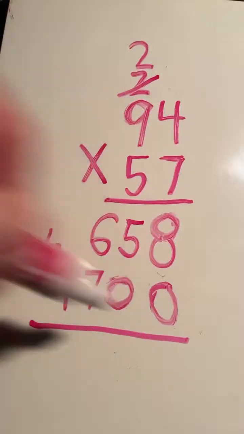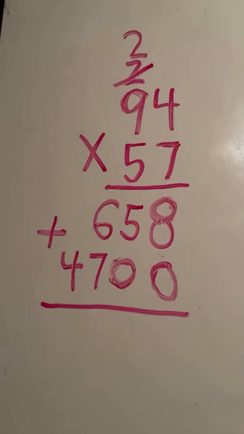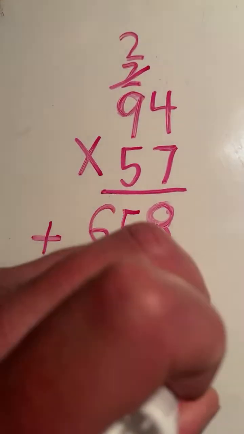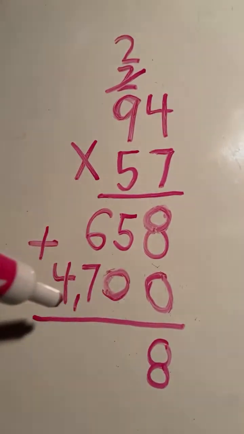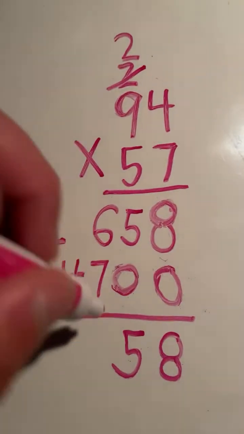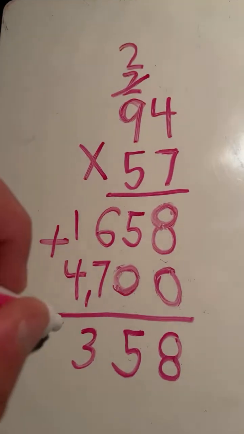Now to get our final answer, we have to add these two numbers together. We have to add together 658 plus 4,700. 8 plus 0 equals 8. 5 plus 0 equals 5. 6 plus 7 equals 13. 3, carry the 1. 1 plus 4 equals 5.